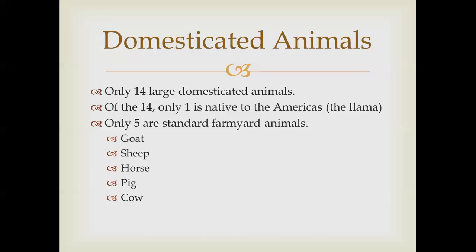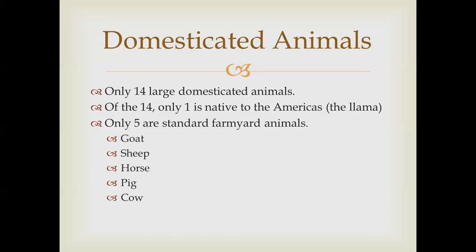And another significant aspect here is domesticated animals. Now, in Afro-Eurasia, 13 of the 14 large domesticated animals or mammals could be found in Europe or Asia or Africa. Only one of the large domesticated animals is native to the Americas, and that's the llama.